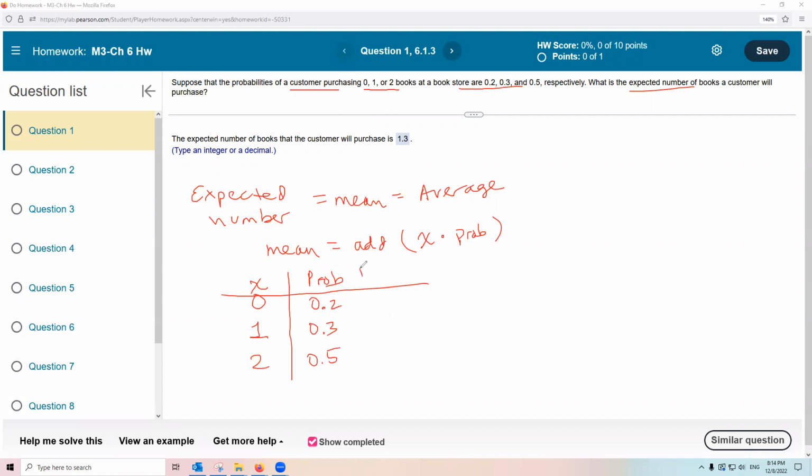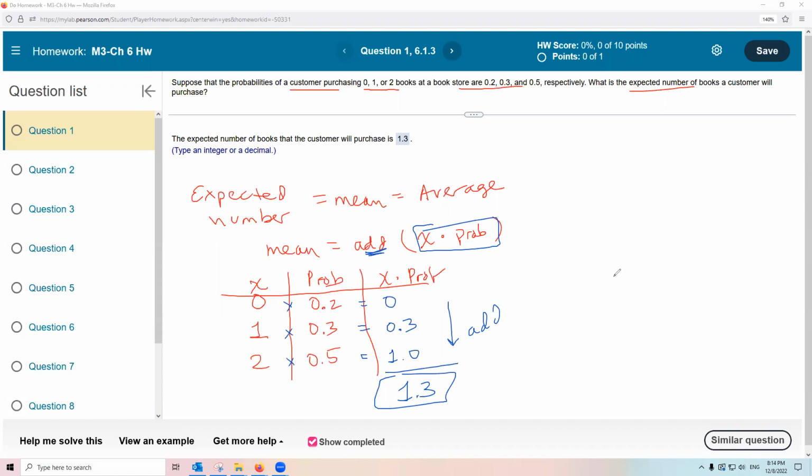I'm going to multiply these rows straight across. So I'm going to take x times its probability. For the first row, it's going to be 0 times 0.2. Well, that's just 0. Second row, it's going to be 1 times 0.3. That's 0.3. Third row is 2 times 0.5. That's 1. So we just calculated x times its probability for each row. Now we just add up these numbers. I'm getting 1.3. So that's the mean or expected value here. So the answer is 1.3.